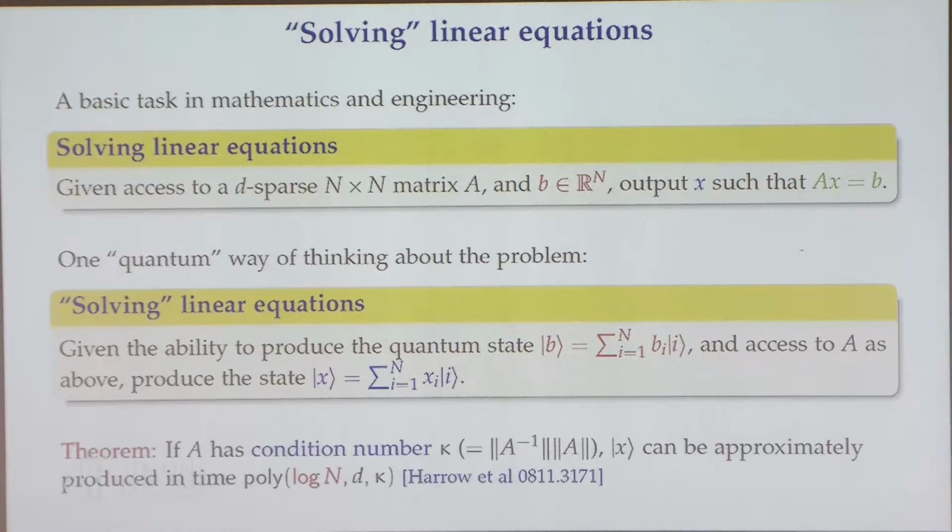And then we want to produce a state corresponding to X, which is a superposition of the same form. And Aram Harrow and co-authors showed back in 2008 that if the matrix A has bounded condition number kappa, then we can approximately compute X in time that's polynomial in log of the size n, the sparsity d, and the condition number kappa. So this is exponentially better than what you could do classically, because classically, even to write down all of the equations is going to take you time polynomial in n.